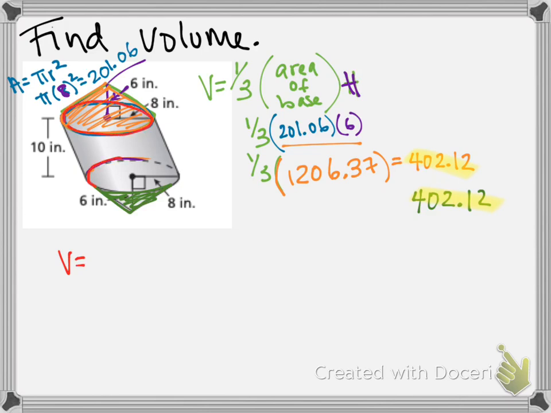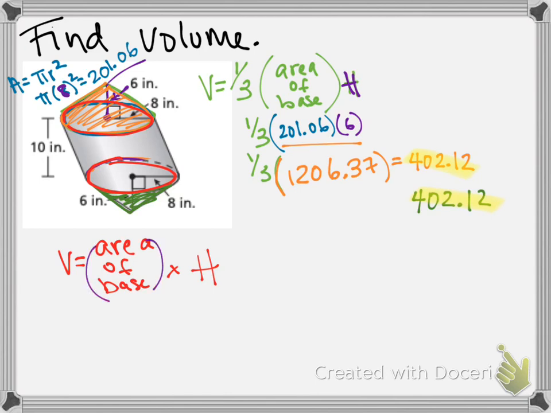A prism falls under the category, or freeze. Find the volume of a cylinder. A cylinder falls under the category of a prism. So we're going to find the area of the base and multiply it times the height of the prism only.